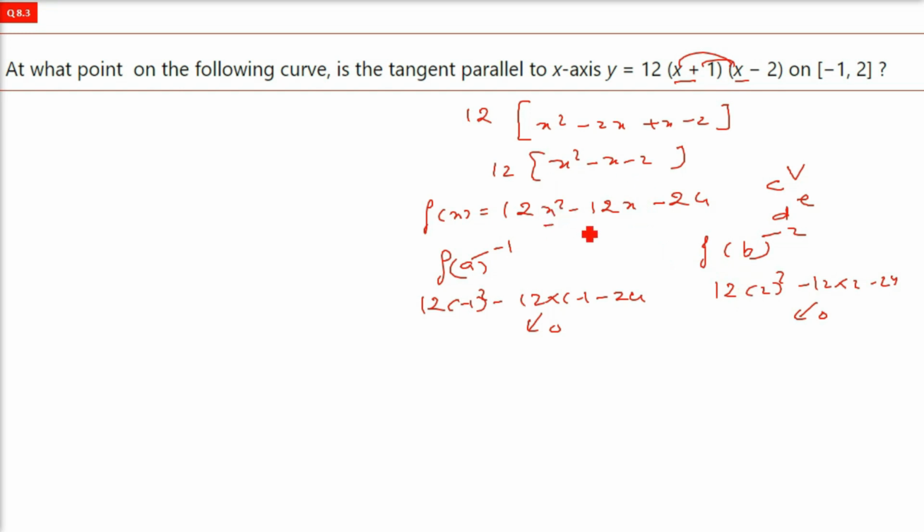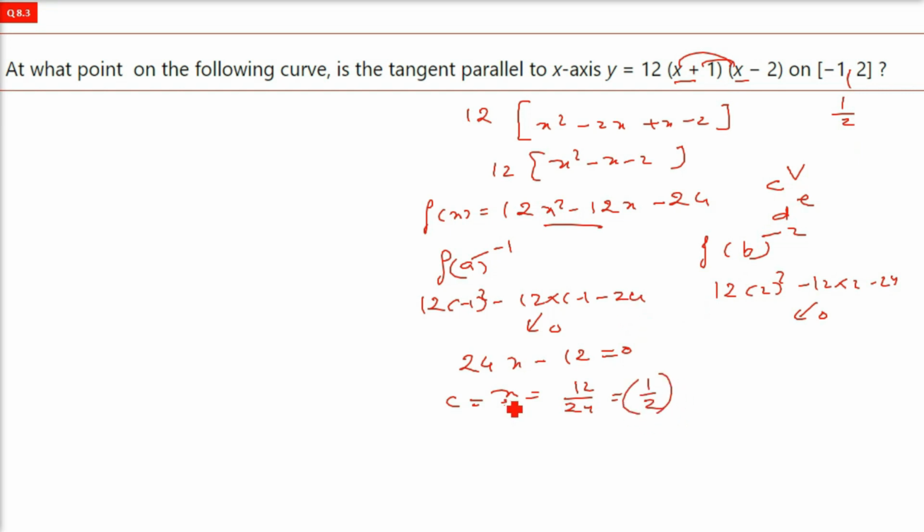Now we can find that point in between -1 and 2. For that we have to differentiate, because differentiation means the slope, and slope, that is m or tan theta, is equal to 0 whenever we have a line which is parallel to the x-axis. When you differentiate it, 24x minus 12, we'll get x as half. So c is half, which is lying between -1 and 2.